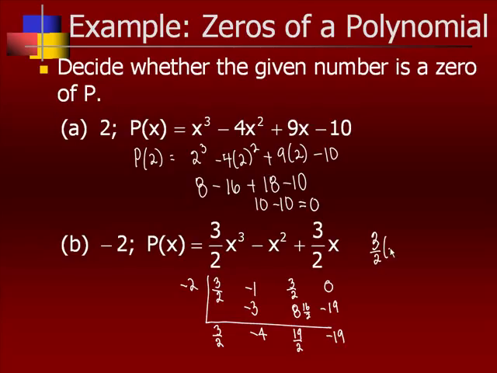Let's check it. 3 over 2 times negative 2 to the third minus negative 2 squared plus 3 over 2 times negative 2. So we could cancel this one and one of those, so that would be 3 times negative 4, which is negative 12, minus 4, minus 3, which would be negative 16 minus 3, which is negative 19. I don't know really which way would be easier. But is it a 0? No, because the remainder was not 0.